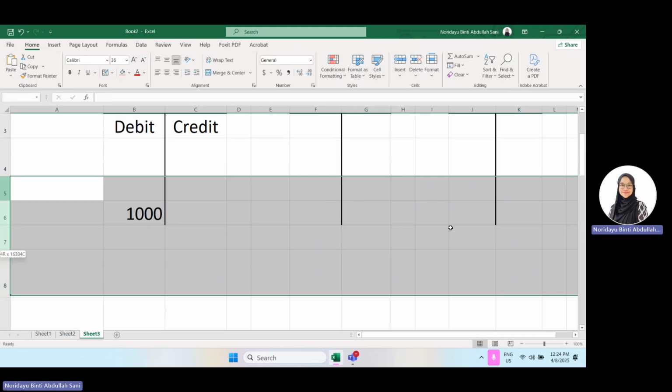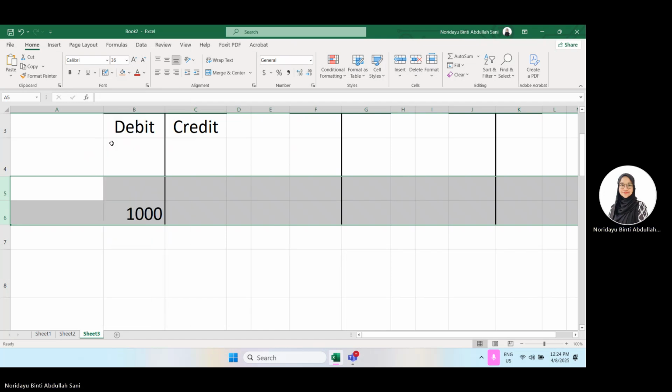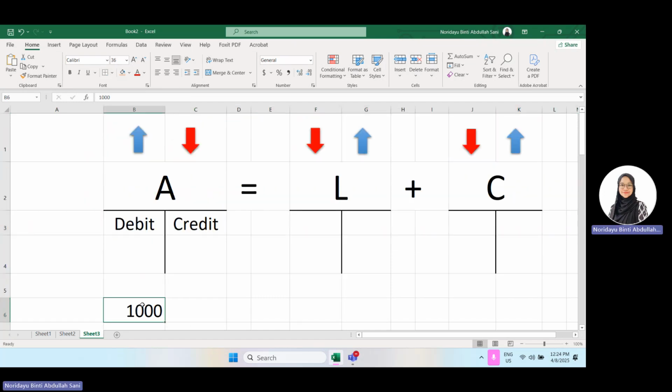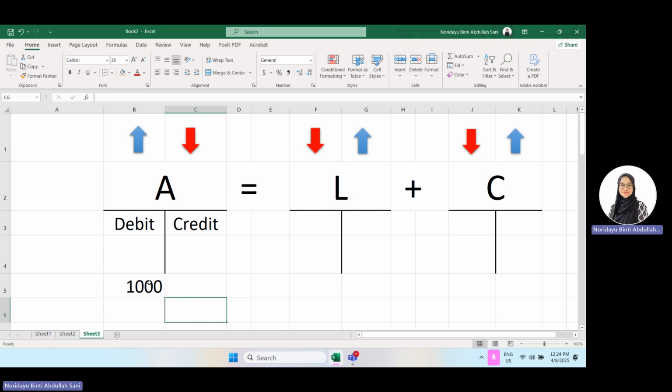At this stage, I don't want to explain about the double entry. I just want to show the effect on the accounting equation. So cash just now is an asset. It's on the asset side. So my asset goes up. My asset increased by 1,000. It should be a positive sign. So plus 1,000.